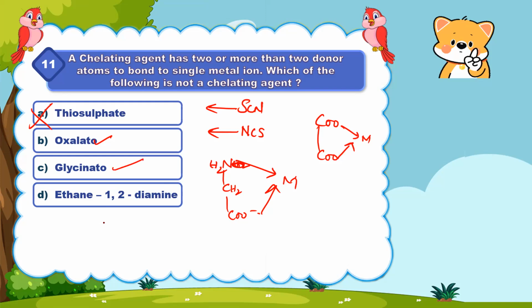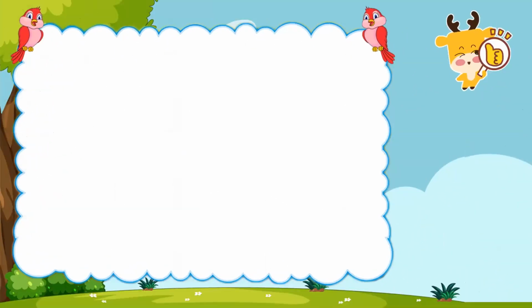And ethane diamine, you can draw the structure in different ways. No need to worry, why are you drawing like this? I am drawing it like this, no problem. Just see how a chelate forms: the lone pair on this nitrogen can donate, and the lone pair on this nitrogen can donate. So ethane 1,2 diamine is also a chelating agent. First option, thiosulfate ion, is not a chelating agent. It is an ambidentate ligand, which has more than one donor atom.